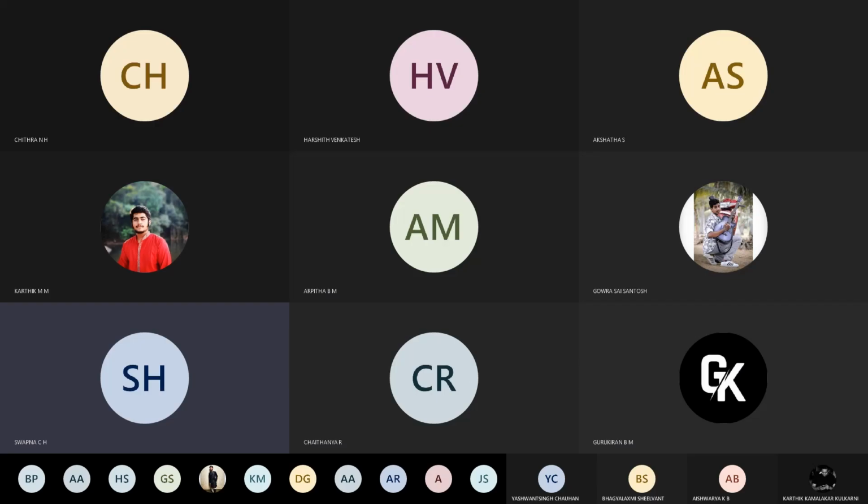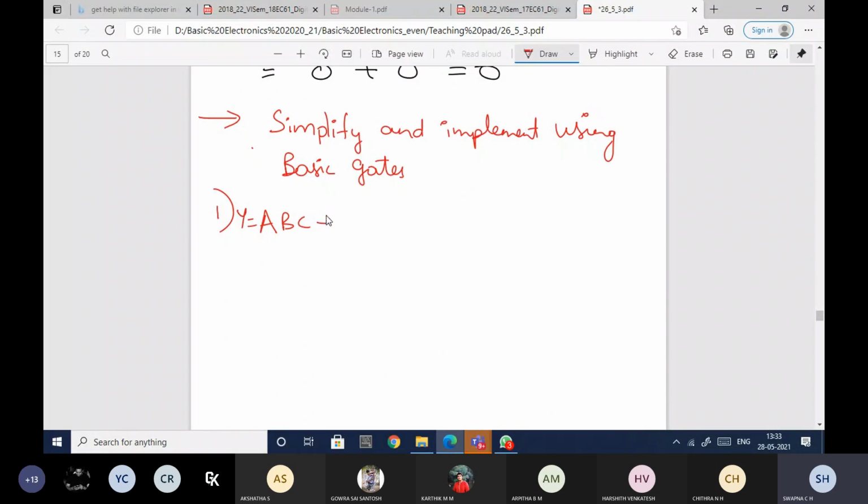Y is equal to ABC plus ABC bar plus A bar BC. Quickly.